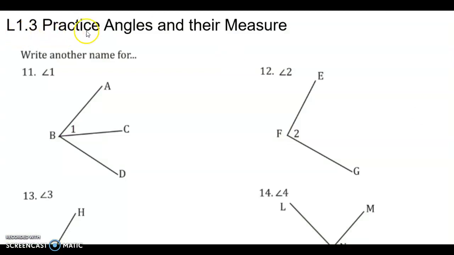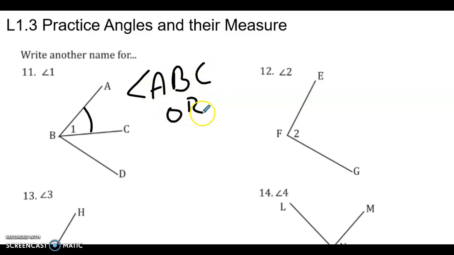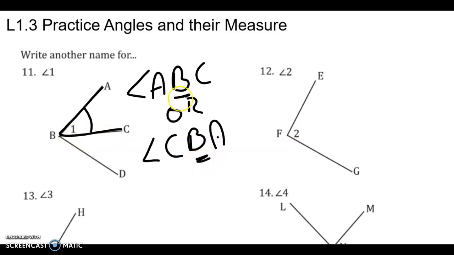All right, on L1.3, practice angles and their measures, I want to write another name for angle 1. So the angle I'm looking at is this angle right there, angle 1. I can write that as angle ABC, or I can write it as angle CBA. What I do when I'm looking for angles is I always just draw on top of them so you can see that's the angle that I'm looking for. And notice the B is always in the middle. So that's this angle right here, and it has sides BA and BC.